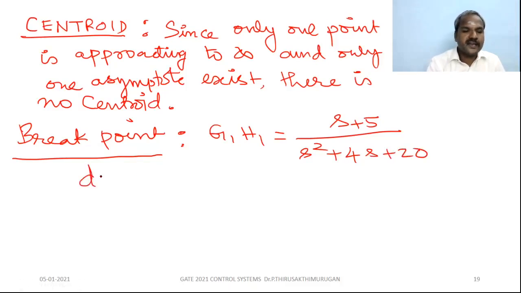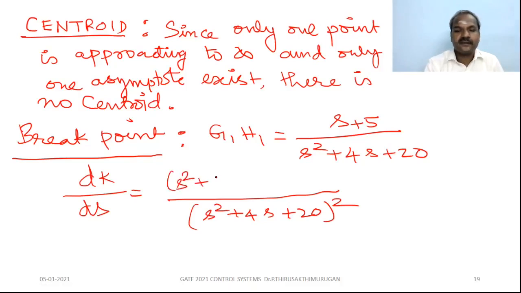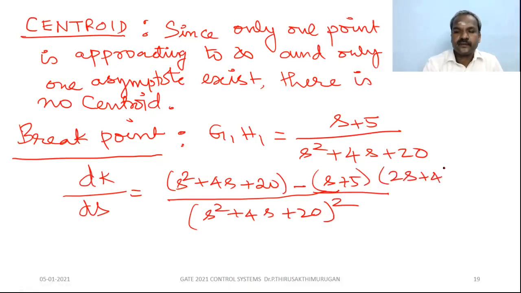So differentiate this with respect to s. Understand or not? The denominator is squared: s square plus 4s plus 20, the whole square. Understand, my dear student friends? Please do it and tell me the answer. Let me wait. S plus 5 into the differential of the denominator, 2s plus 4. This should be equal to 0, so differentiating the numerator becomes 0.